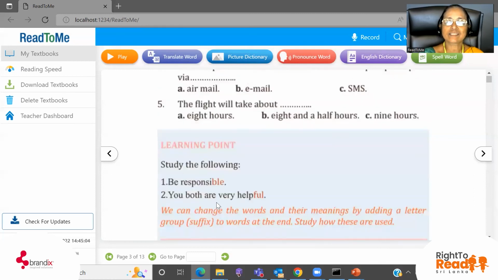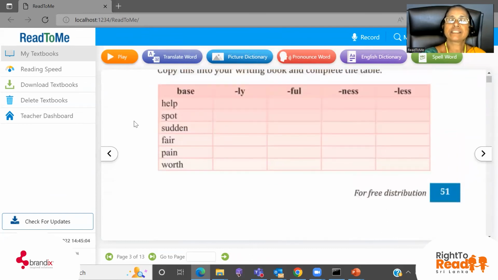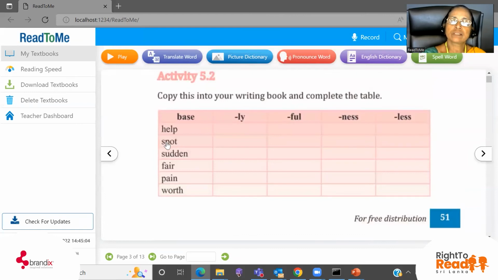Now we'll see this grid. What is it? Copy this into your writing book and complete the table. What is base? The base word or the stem of the word is here. What are the words? Help, spot, sudden, fear, pain, worth. How many words are there?